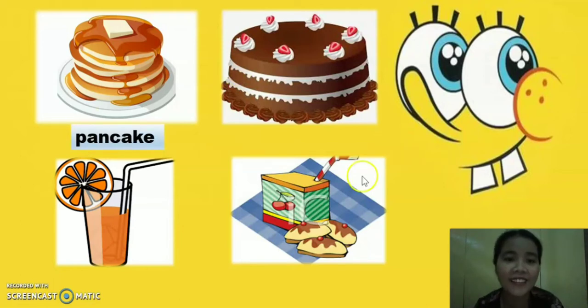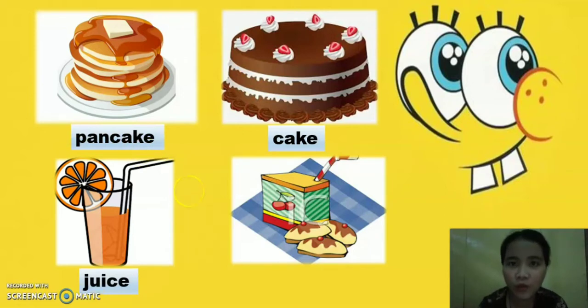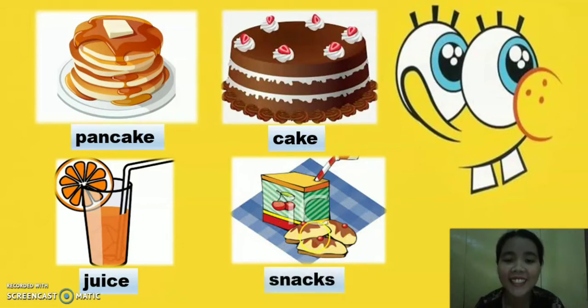Very good. How about this second picture? Write your answer. This is a cake. Very good. That's right. How about this third picture? This is a juice. Great. And the last picture, what is this? This is snacks. As you can see, there are 2 foods there, so it is a snack.